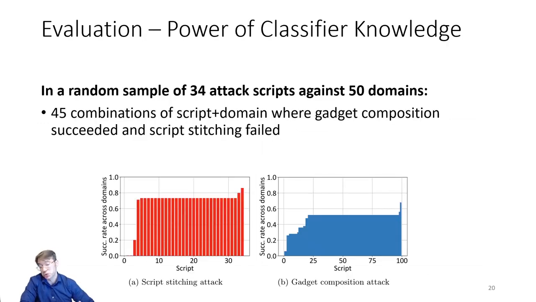We're also interested in knowing whether the characterization of knowledge as being more power for the adversary was appropriate. So we did a sample with 50 domains and considered 34 attack scripts. We found that the more knowledge the adversary had, it actually did enable more attacks. In fact, there were 45 combinations of scripts and domains where the gadget composition attack succeeded, knowing more about the classifier than the simple script stitching attack, which was a reconnaissance adversary example.